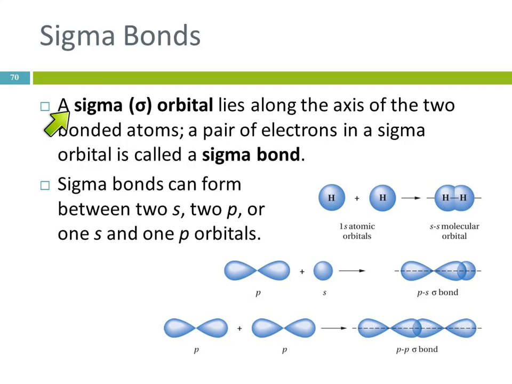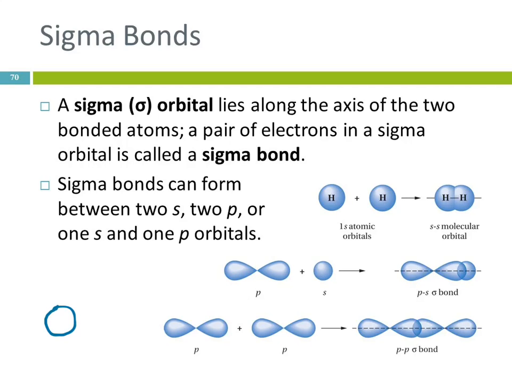A sigma bond is symmetrical. It lies along the axis of the two bonded atoms. So when we get these two s orbitals overlapping, we get a bond. The axis of the two bonded atoms is a straight line between the nucleus of this hydrogen and the nucleus of the other hydrogen. And if we were to look down this bond, we would see that it was symmetrical. So I think of S, sigma for symmetrical.